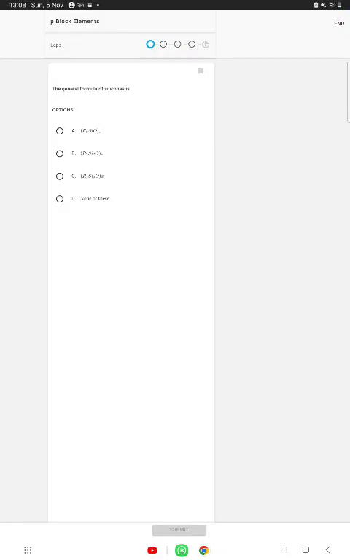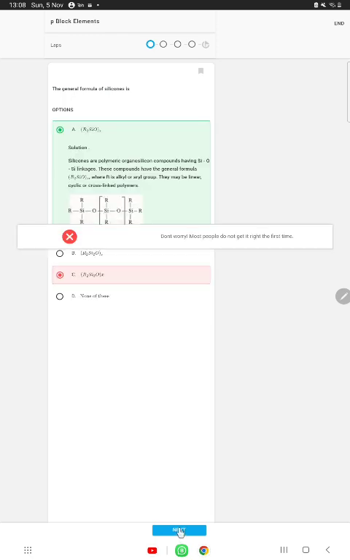Hello student, let's see what the general formula of silicon is. So option C we are writing and checking this one. So the correct option is A student, that becomes the wrong one.